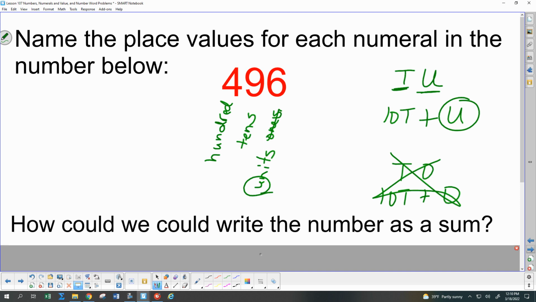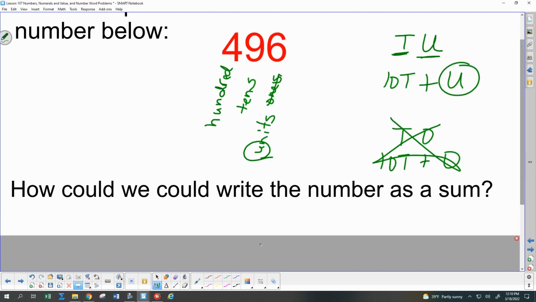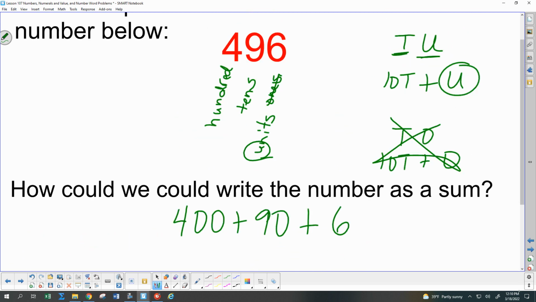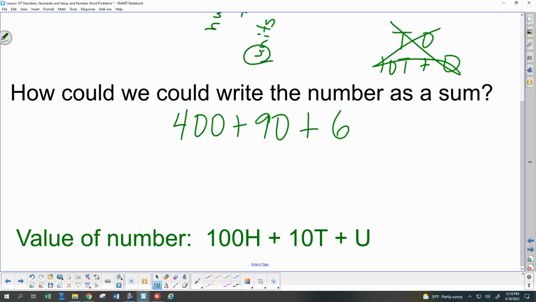And what you guys were just telling me, if we wanted to write that as a sum, you guys just told me, well, the 4 is worth 400 and the 9 is worth 90 and the 6 is worth 6 since it's in that units place. So if we had a 3-digit number, its value would be 100 times whatever's in the hundreds place, plus 10 times whatever's in the tens place, plus 1 times whatever's in that units place. Thumbs up, thumbs down. So far, so good.